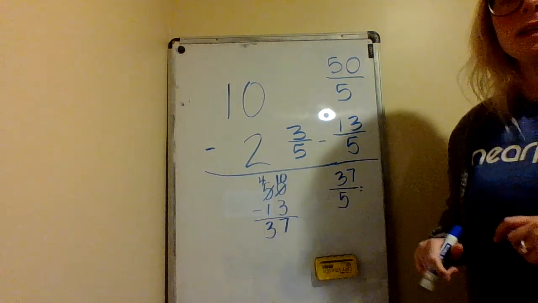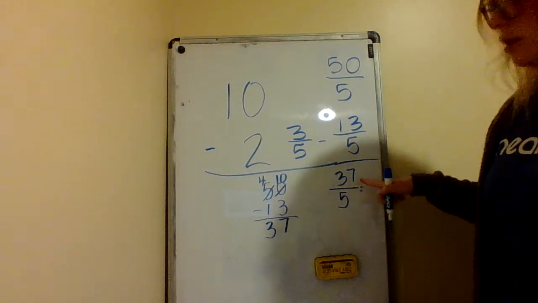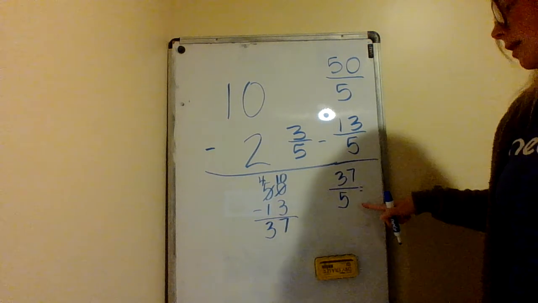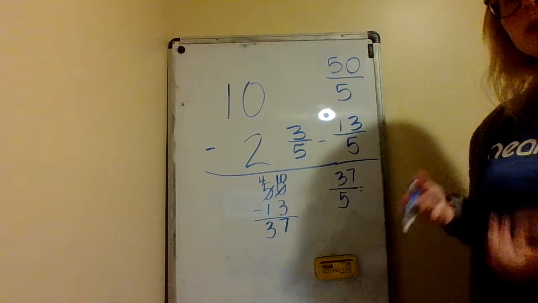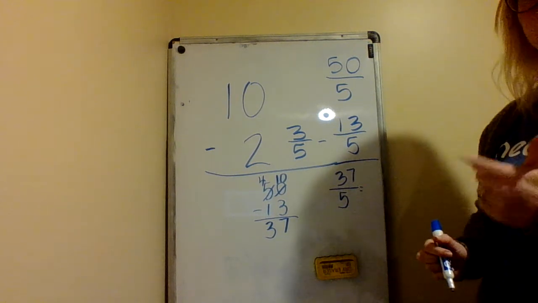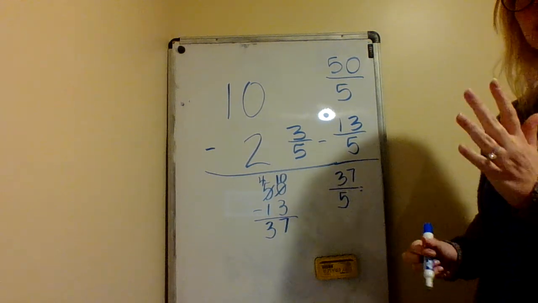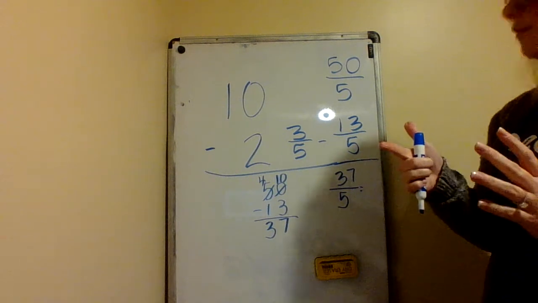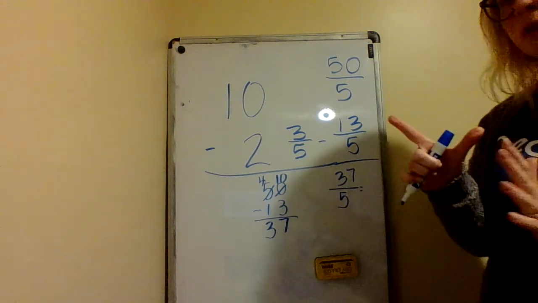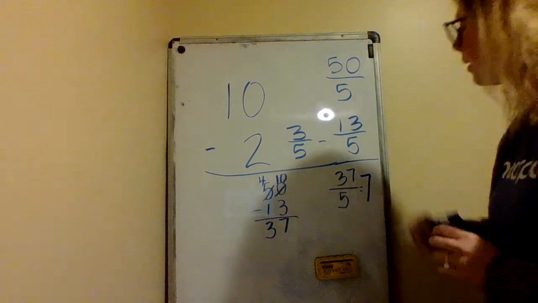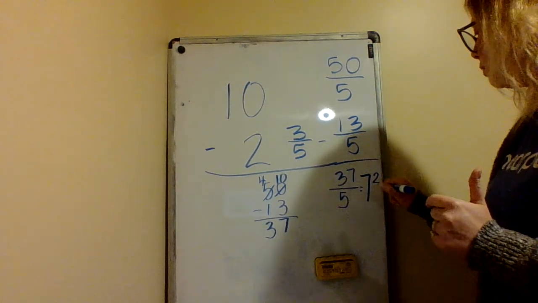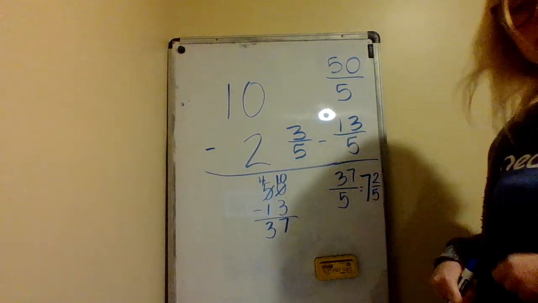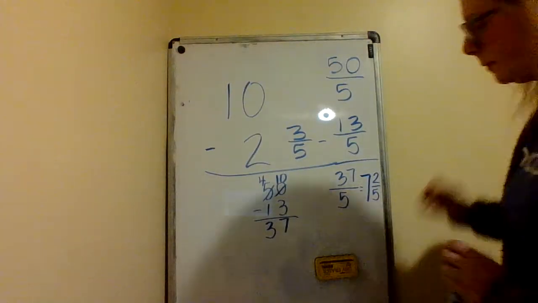Okay, and we're going to change our fraction greater than 1 to a mixed number. So we could think 37 divided by 5, or we could think of multiples of 5: 5, 10, 15, 20, 25, 30, 35. We can't go higher, so that's 7 wholes. Got me 35, and then 36, 37. 2 fifths. Okay, one more.